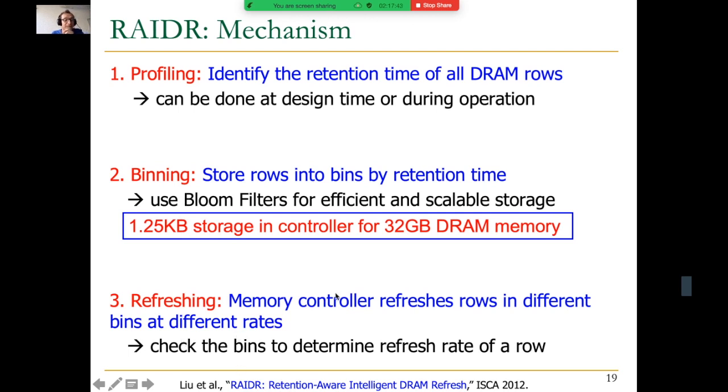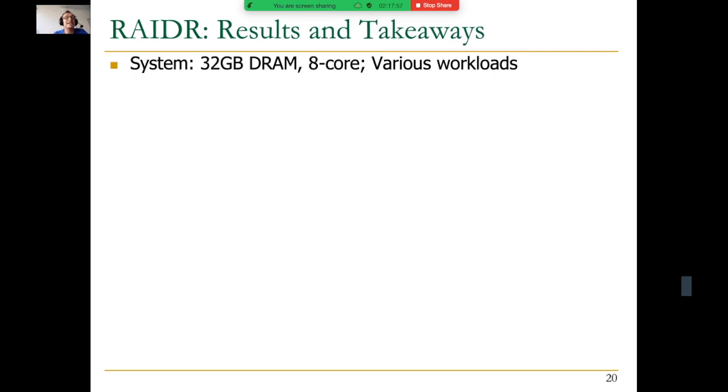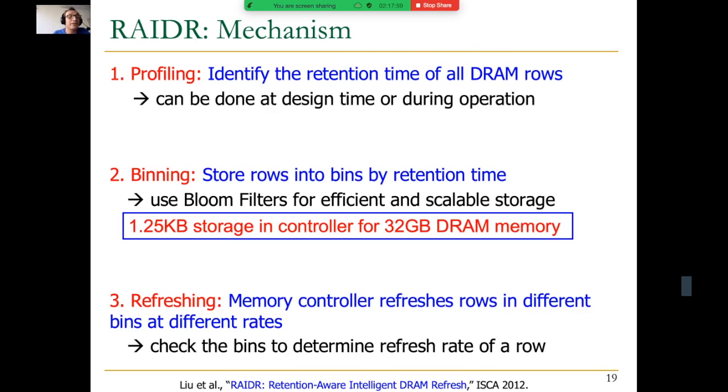Memory controller, basically, whenever it needs to refresh a row, it checks which bin the row is in. And if the row is in the 64 millisecond bin, it refreshes every 64 milliseconds. If it's in some other bin, it refreshes at the frequency that is dictated by the bin. That's the idea. So assuming that you did everything perfectly, what would you gain?